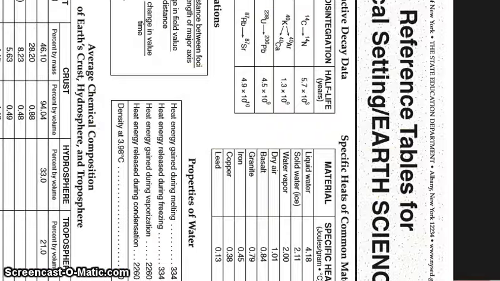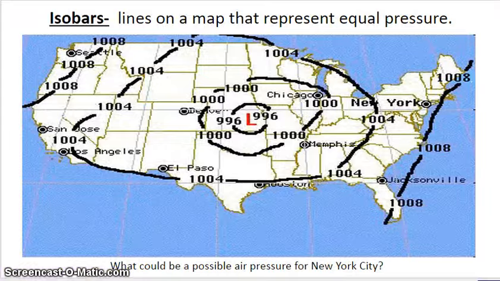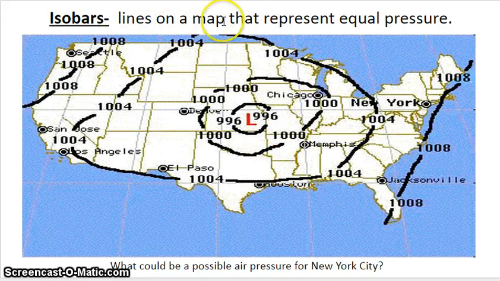An isobar, whoa, my computer went crazy. Sorry about that. So we're back. Isobars are lines on a map that represent equal pressure. So they work the same as an isotherm. This is a very simple map for us to read, right?